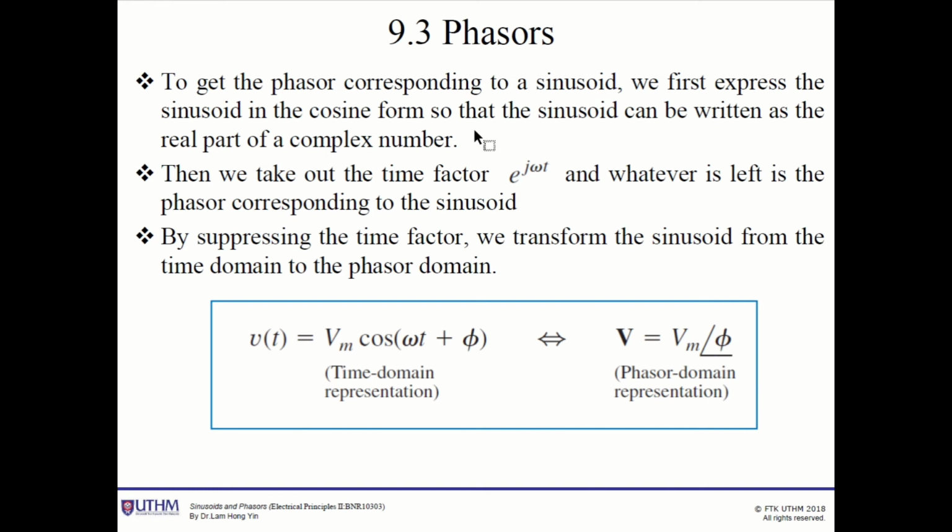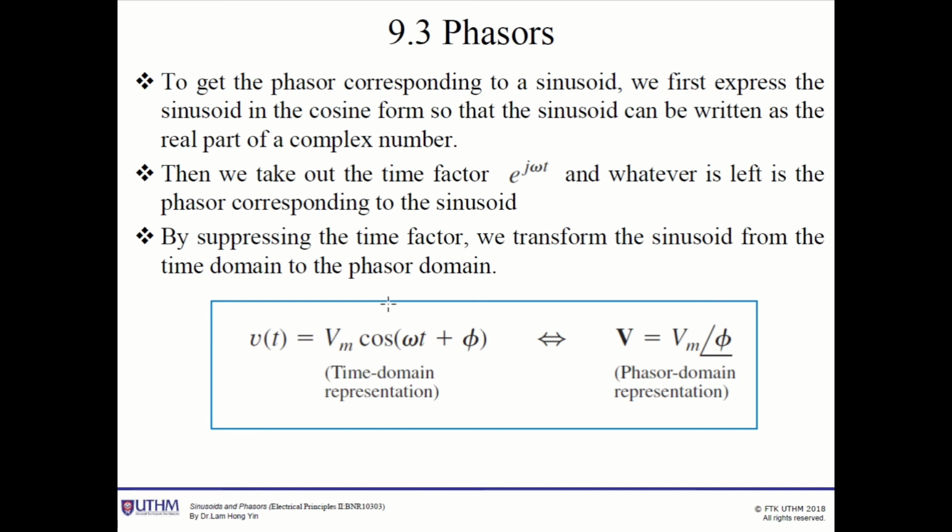So to get the phasor corresponding to a sinusoid, you first express the sinusoid in the cosine form so that the sinusoid can be written as the real part of a complex number. Then we take out the time factor e^(jwt), and whatever is left is the phasor corresponding to the sinusoid. So by suppressing the time factor, we can transform the sinusoid from the time domain to the phasor domain.